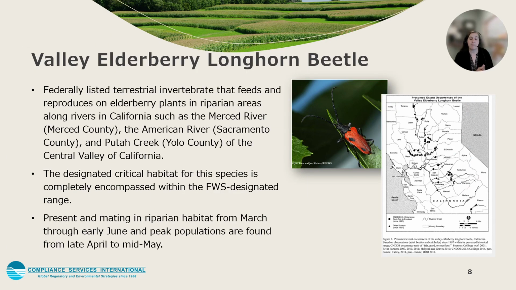So just to give you a little bit of background about the valley elderberry longhorn beetle, it is a federally listed terrestrial invertebrate that feeds and reproduces on elderberry plants in riparian areas along rivers in California. You can see a map there, from one of the Fish and Wildlife documents, that demonstrates where those extant populations are in California. There is designated critical habitat for this species, but it is completely encompassed inside the Fish and Wildlife designated range, which encompasses most of those river areas in California in the map to the right. They are present in mating and repairing habitat from March through early June, and peak populations are found from late April to mid-May. So there is a temporal component to this species.